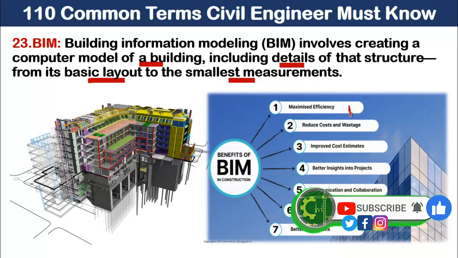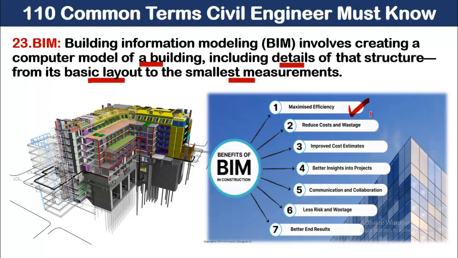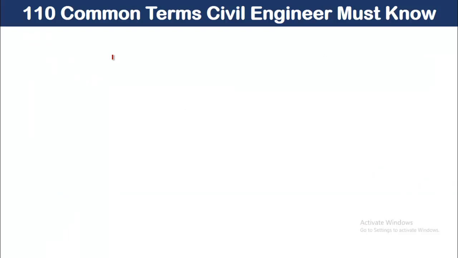The first one is maximized efficiency. It increases the efficiency, reduces cost and wastage, improves cost estimates and gives better insights into projects. It means that you can monitor and control the overall project if you use BIM, which uses different software, like for structural designs and for AutoCAD designs. It helps in communication and collaboration, less risk and wastage, and better end results for the project. So the end point is BIM. BIM stands for Building Information Modeling.